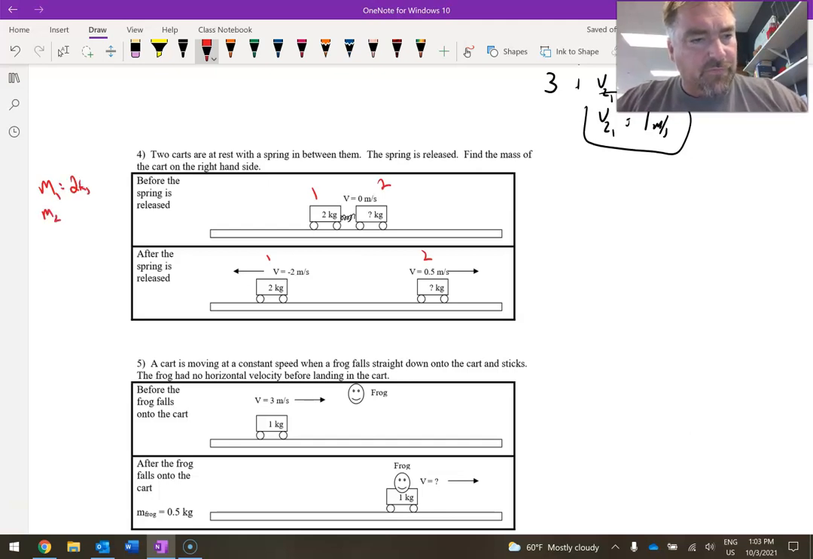And we don't know M2. M2 is question mark. But we do know that the initial velocity of them is 0 meters per second. After the collision, once again, we know M1, so I'm not going to rewrite that. But we do know that V1 final is -2 meters per second. Again, it's negative because it's going left. And V2 final is a positive 0.5 meters per second.